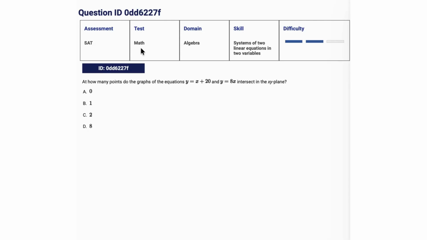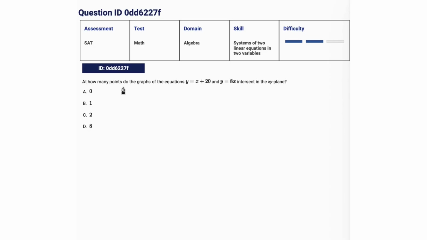We're solving SAT maths questions in the domain algebra. The difficulty level is medium. These questions that have been selected are not in any BlueBook practice test. If you would like to know how I've selected these questions, you can go back to the first video in this playlist. Let's read the question now.